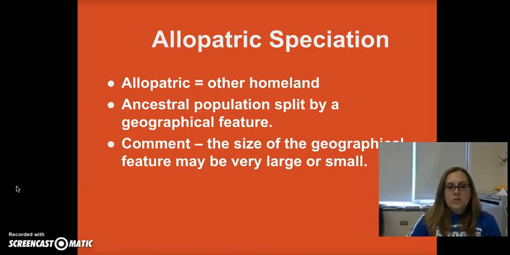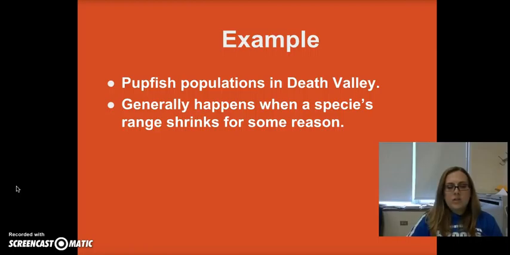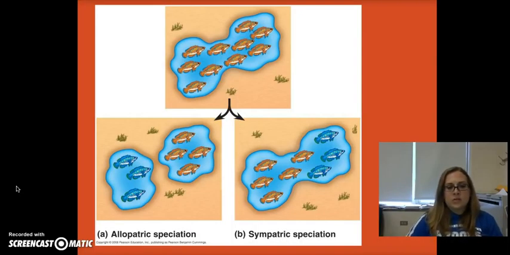So allopatric speciation, allopatric means other homeland, and so in this case you have an ancestral population that's going to be split by some geographical feature. The size of the geographical feature could be very large or it could be really small because it's going to depend on what kind of species you're looking at. An example would be pupfish populations in Death Valley. And this generally happens when a species range shrinks for some reason.